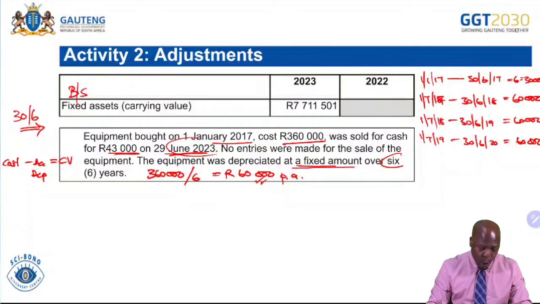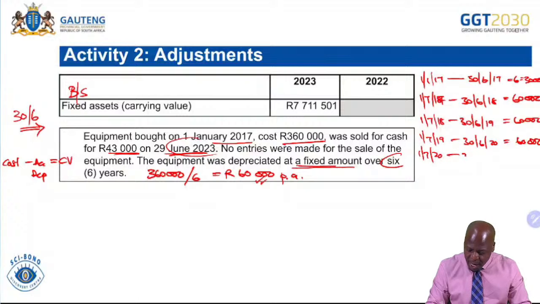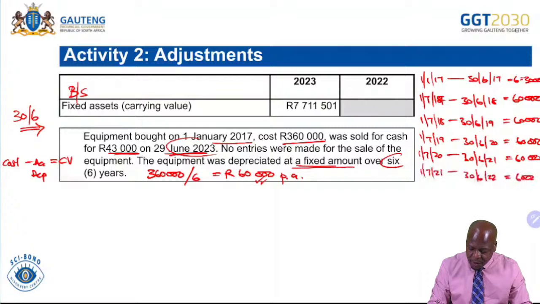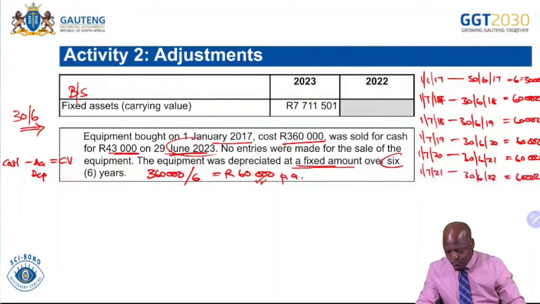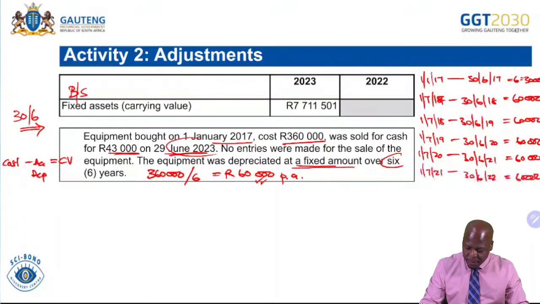So the following year, which was the 1st of July 2020, which ended on the 30th of June 2021, it lost again another 60,000. Then the following year again, which was the 1st of July 2021, which ended on the 30th of June 2022, it lost again another 60,000. Until this very same year now. So you will find that so far, this asset has lost 30,000, 60,000, 60,000, 60,000.